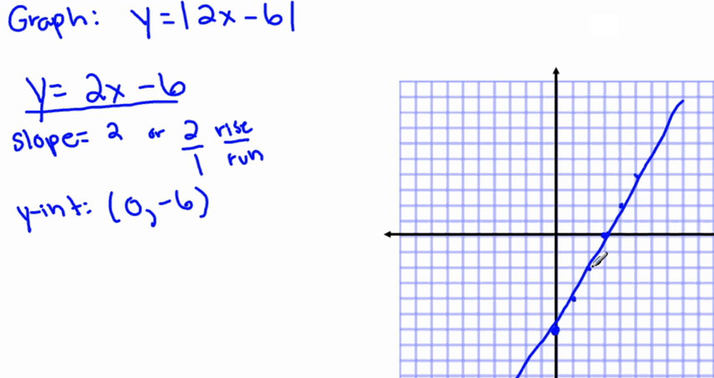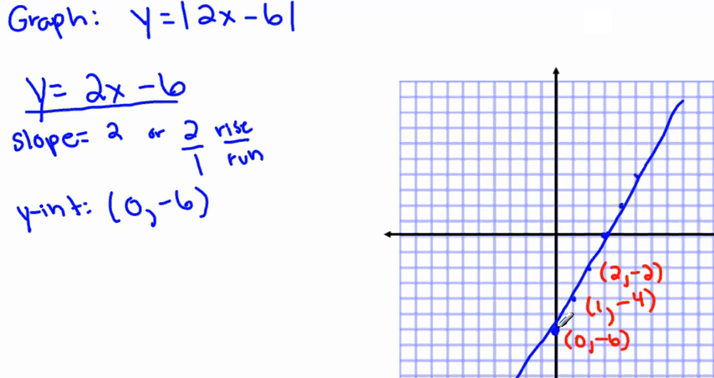And you can just choose a few coordinates that are below the x-axis and then you want to flip them. So this coordinate here is 2 and negative 2. This one here is 1 and negative 4. And then this bottom one here is our y-intercept, which is 0 and negative 6.